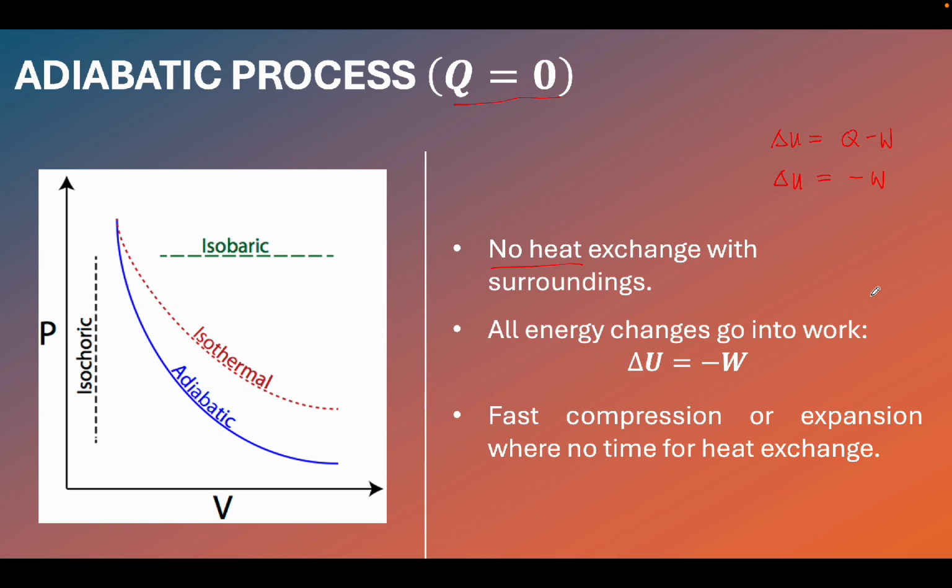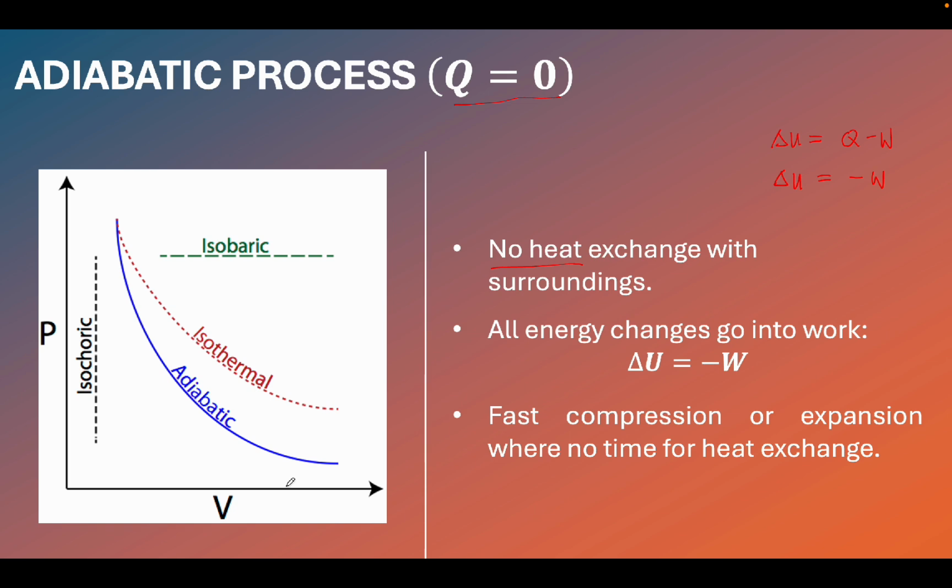So, we have fast compression or expansion where there is no time for heat exchange. Again, we also have this on the PV diagram, the same PV diagram that we saw on the isothermal. But here, the adiabatic is also a curve. This is the blue one, the curve of the adiabatic, but steeper than the isothermal curve. Okay, so we are done with isothermal and adiabatic.